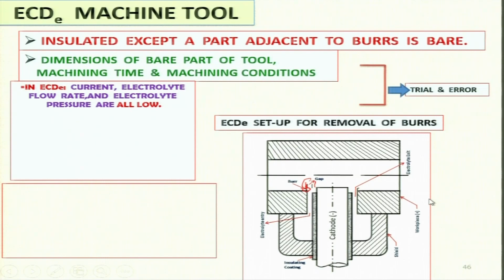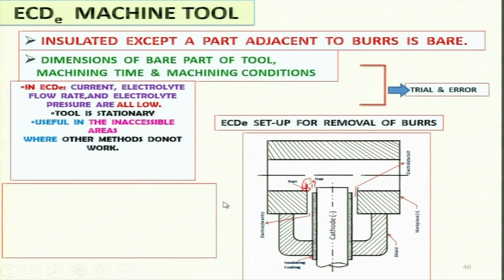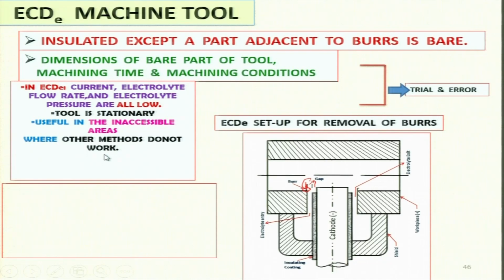In electrochemical deburring, current, electrolyte flow rate and electrolyte pressure are all low, because here the material to be removed is very small, depending upon the size of the burr, whether it is micro or macro. The tool is stationary, nothing is moving up or down, only electrolyte is flowing and current is flowing between the burr and this part of the cathode, that is the tool. So, electrochemical dissolution is going to take place. It is useful in inaccessible areas. This is a very important benefit of electrochemical deburring, where other methods do not work or cannot work.